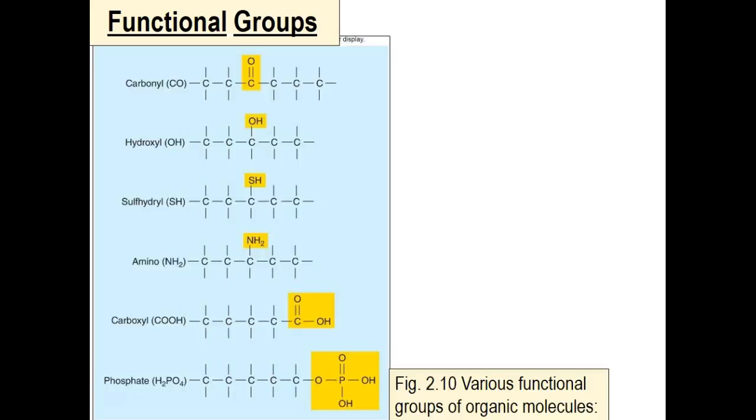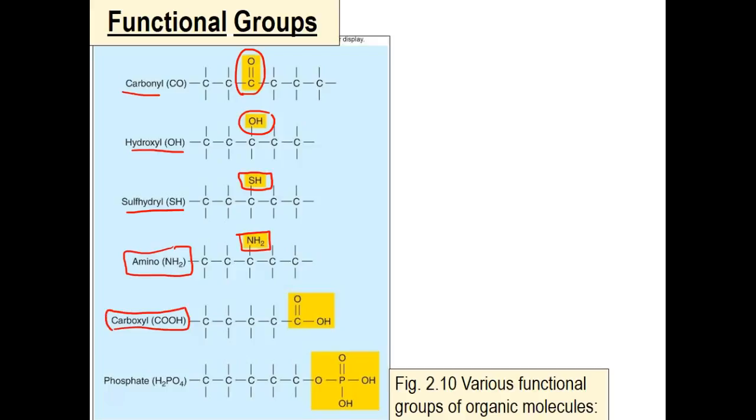So let's look at the functional groups. On this slide, you have the carbonyl group, C double bonded to O, and the hydroxyl group, which is OH, sulfhydryl, sulfur, which is found on the amino acid cysteine, an amino group, which is NH2, found on all amino acids, a carboxyl group, which is acidic, C double bonded to O, and then also bonded to a hydroxyl. And then you have the phosphate.